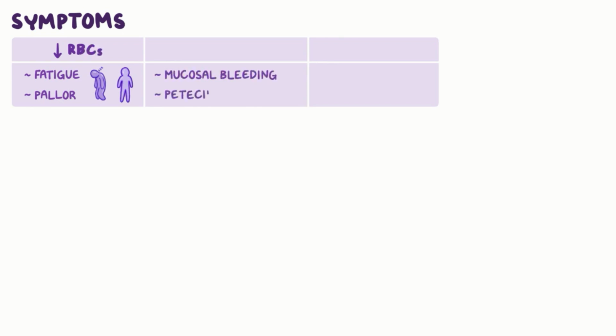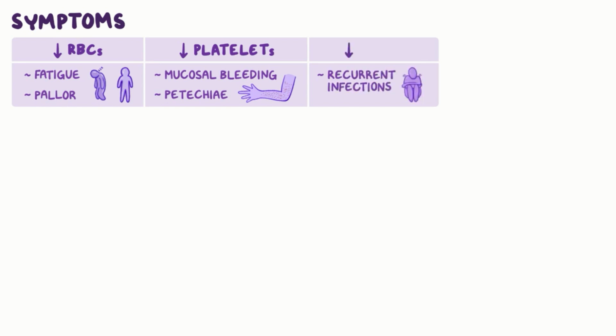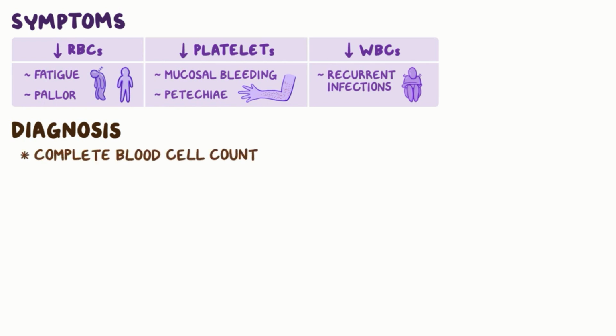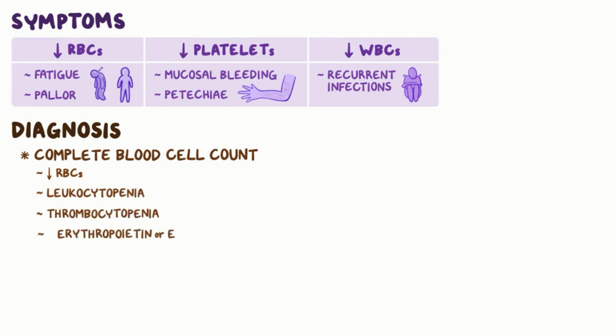Symptoms of aplastic anemia include fatigue, pallor on account of low red blood cell levels, mucosal bleeding or petechiae due to low platelet counts, and recurrent infections due to low white blood cell counts. Aplastic anemia may be suspected based on a complete blood cell count, which shows low red blood cell counts, leukocytopenia, and thrombocytopenia. Erythropoietin or EPO levels are also increased.